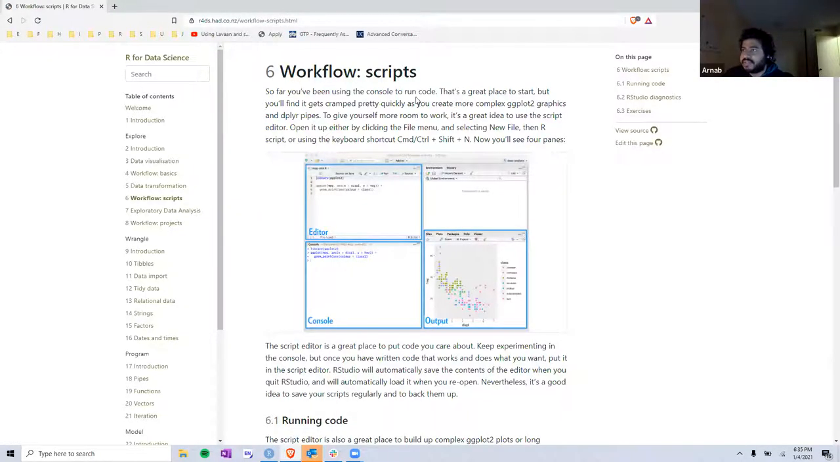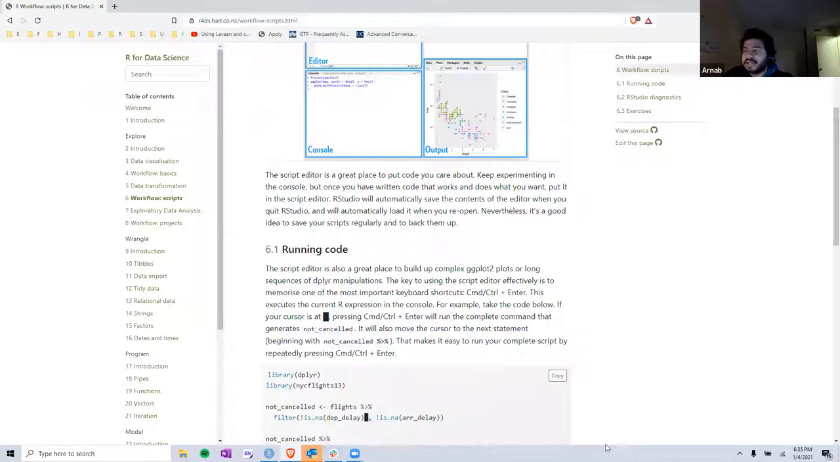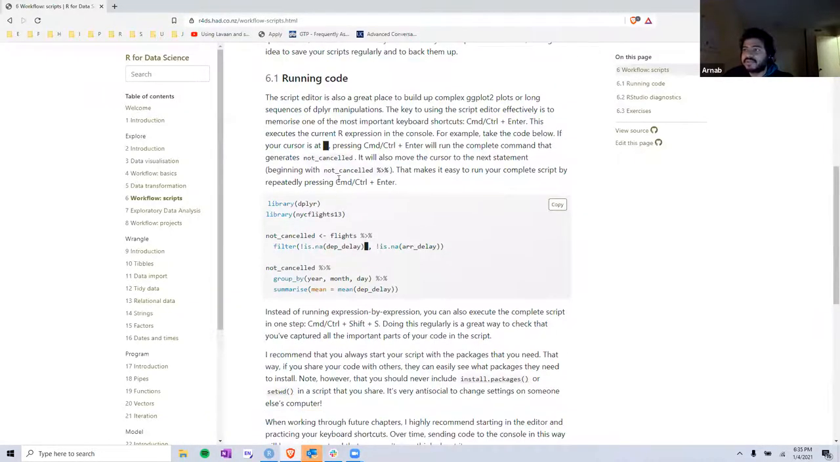So to start with, I'll quickly go through the scripts chapter. It's pretty basic, actually. It talks about how we should use scripts instead of the console to write longer code. And it talks about a couple of shortcuts on how to run commands. So it first talks about Control Enter or Command Enter, to run a particular line or a chunk of lines.